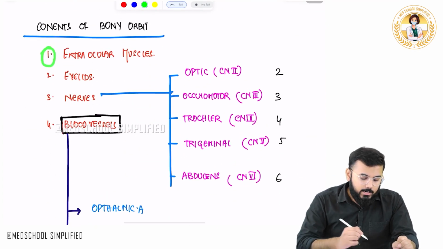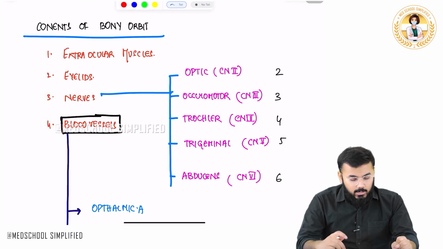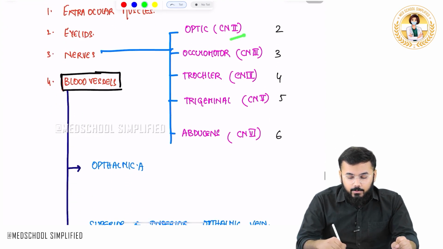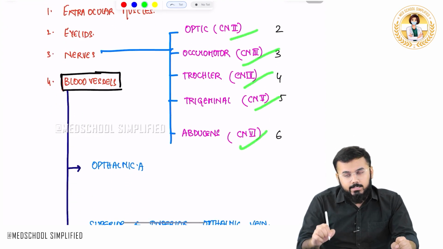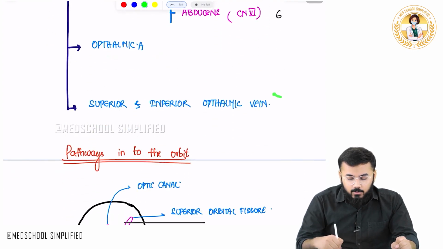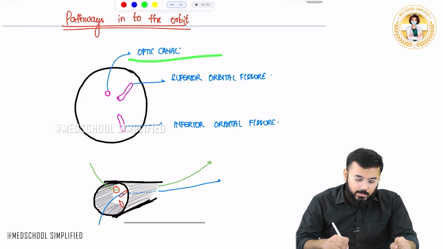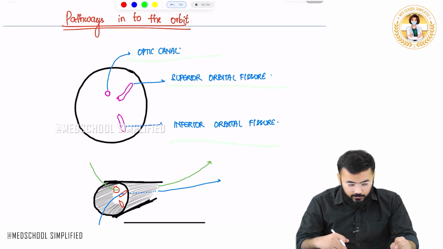Next important thing is contents of the bony orbit. The first important content is your extraocular muscles, second is your eyelids, third is your nerves and fourth is your blood vessels. Coming to the nerves, you have got cranial nerves number 2, 3, 4, 5 and 6. Artery, ophthalmic artery. Vein, that is ophthalmic vein, superior and inferior ophthalmic vein. What are the pathways that allow you to enter into the orbit? One is your optic canal, superior orbital and inferior orbital fissure.